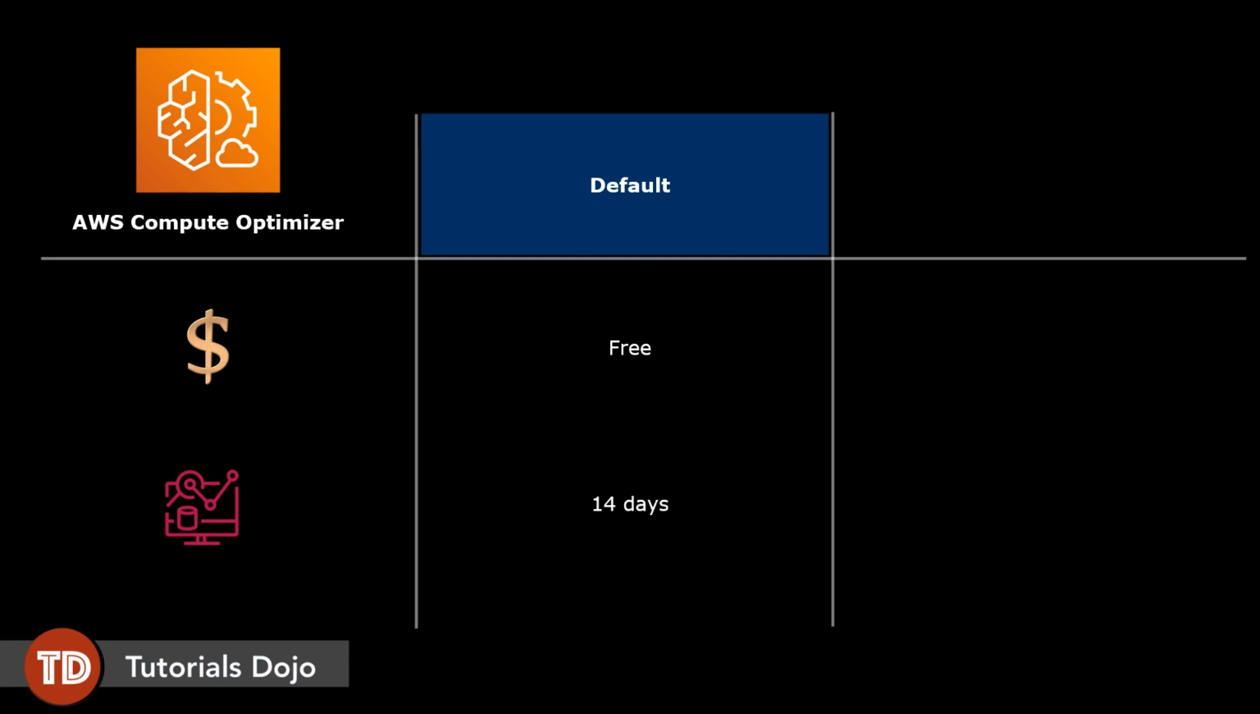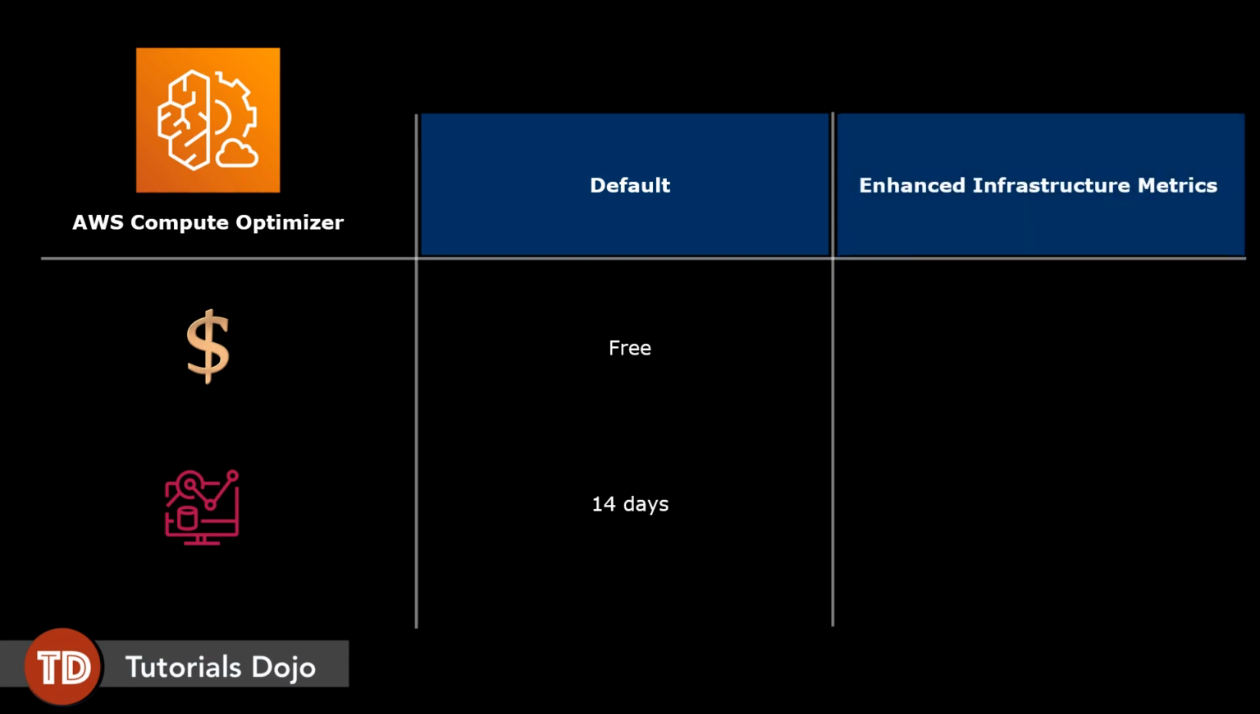If you have monthly or quarterly usage patterns, you can activate enhanced infrastructure metrics, a paid version that extends the metric lookback period to 3 months to improve the recommendation quality for EC2 instances and auto-scaling groups.